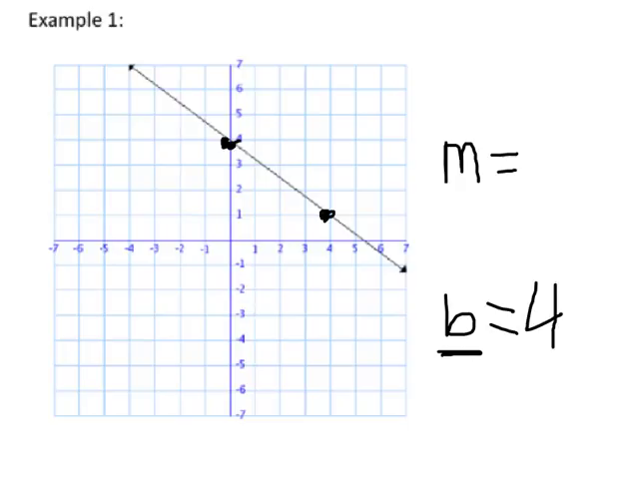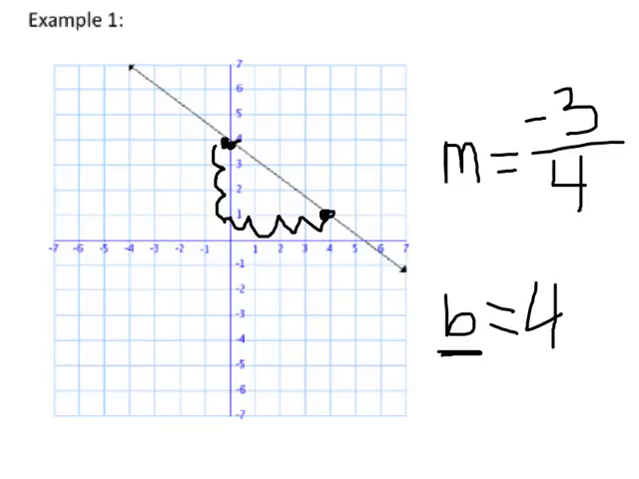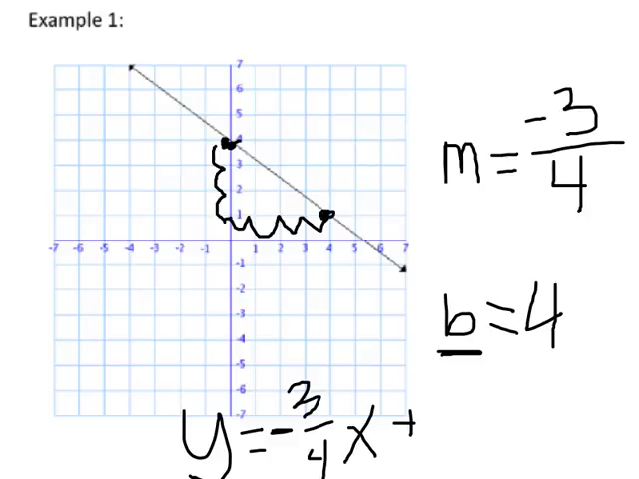What is my slope? First I'll find my rise, or my change in y, which is going to be 1, 2, 3. Is that going to be positive or negative 3? Rise will be negative because we're going down. Then I'm going right, 1, 2, 3, 4. That will be a run of positive 4. Now I have my m and my b. Can I write my equation? Yes, I can. It will be y equals negative 3 over 4 x plus 4. And that's my final equation.